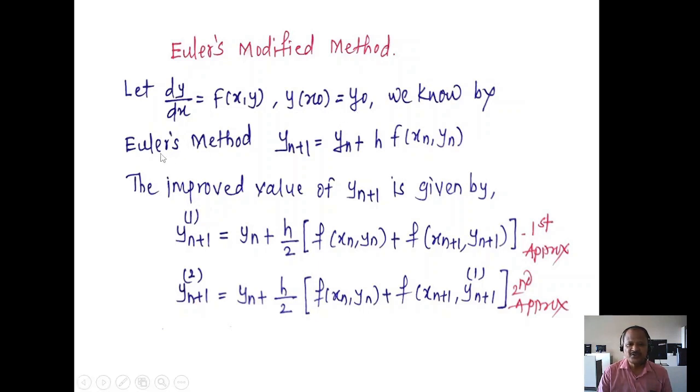Then first you have to write the formula for Euler's method. So, the formula is yn plus 1 is equal to yn plus h into f of xn comma yn.